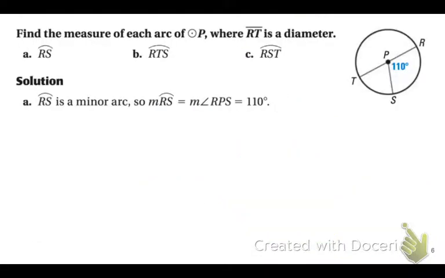Okay, so let's do a little bit of practice. We're going to find the measure of each arc of circle P where RT is the diameter. So here's our diameter, RT. This is asking for arc RS. I'll change colors. Let's look at RS, and we're given the measure of RS.